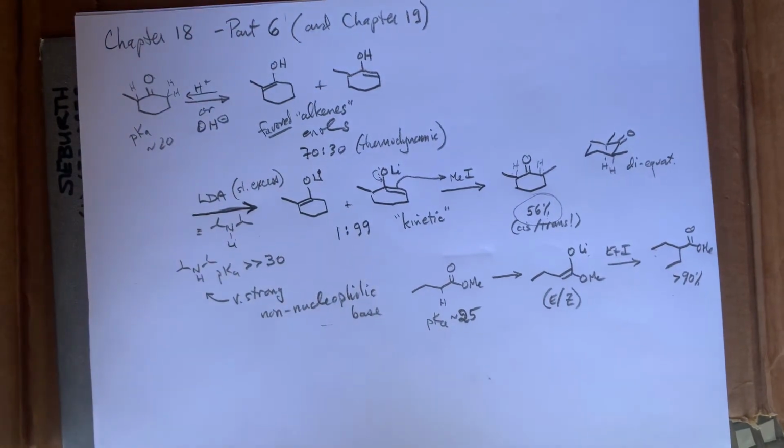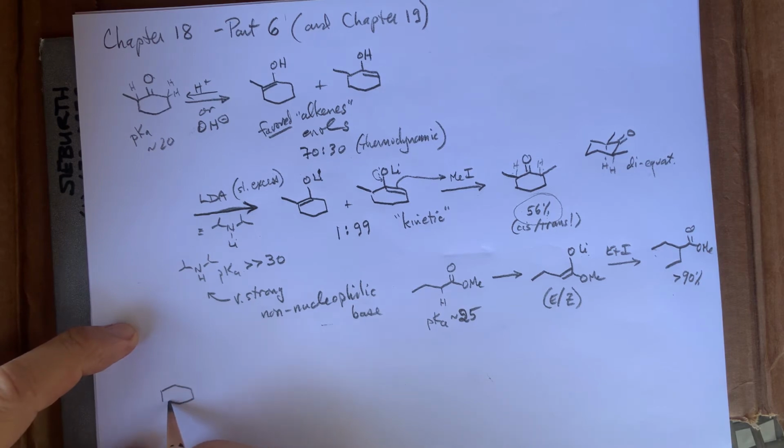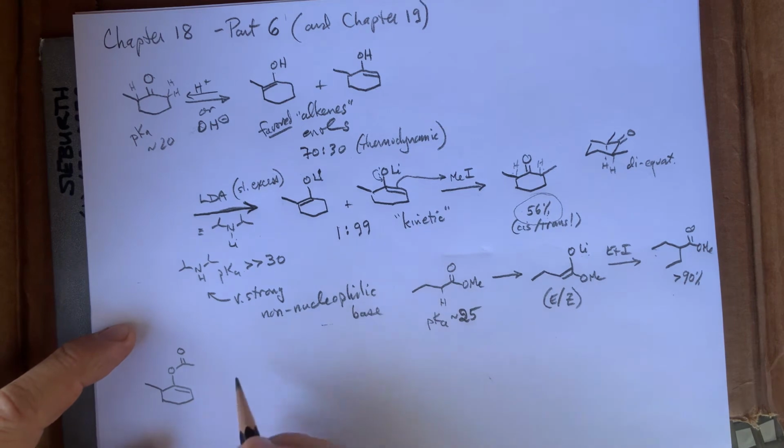Now, back in the day, when they really studied this, and I think this is actually kind of interesting, they could make the enol acetates of 2-methylcyclohexanone, and they would get a mixture of the different regioisomers. And this is early 60s, so this is about 15 years before they invented LDA.